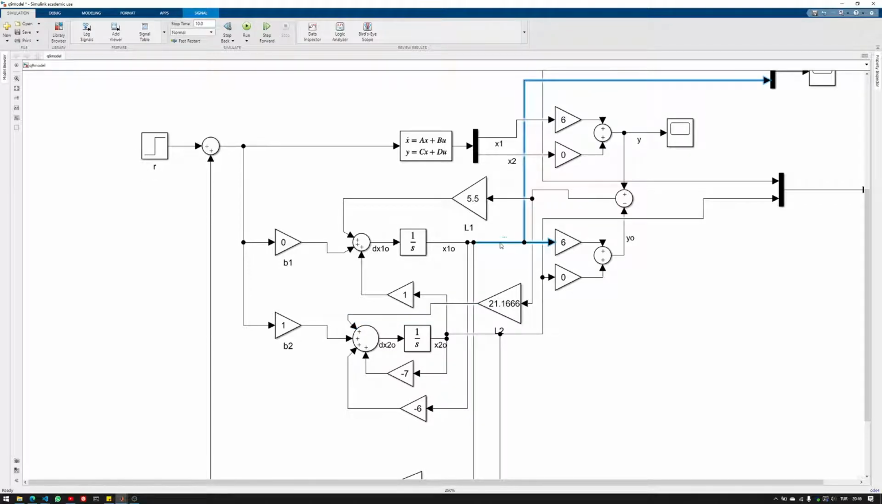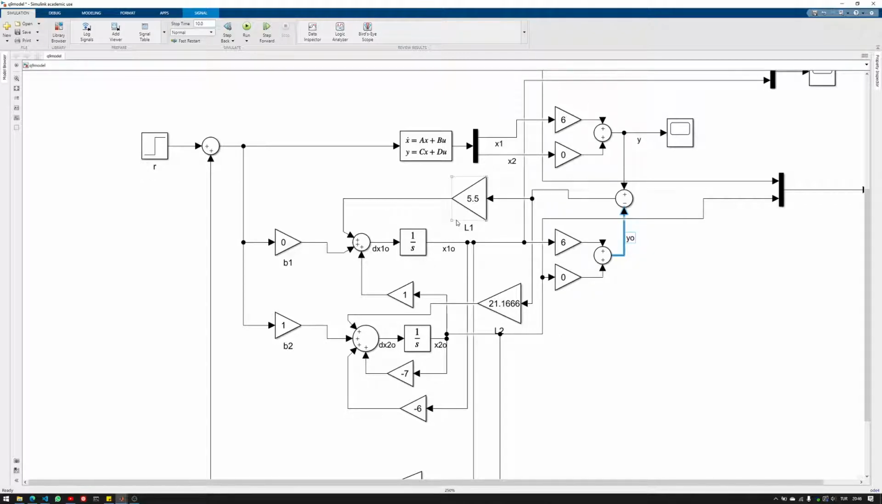And I create the output, as I've done with the plant itself, manually by taking 6 times x10 and 0 times x20, and this generates the observer output. Now taking the difference and then feeding it back in.